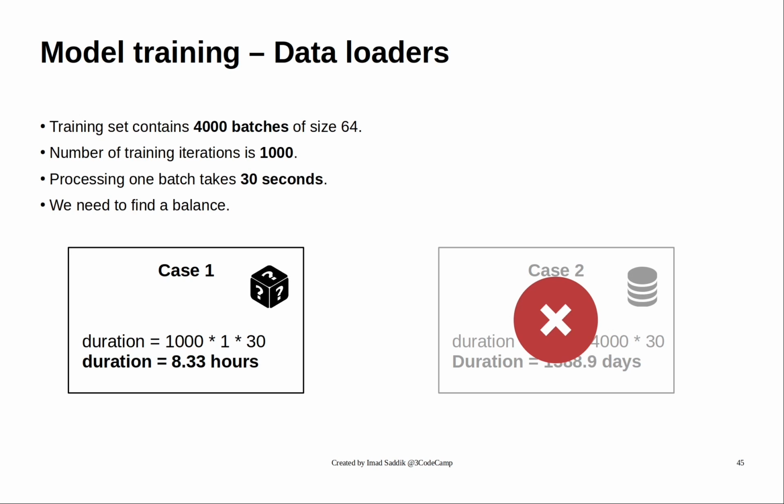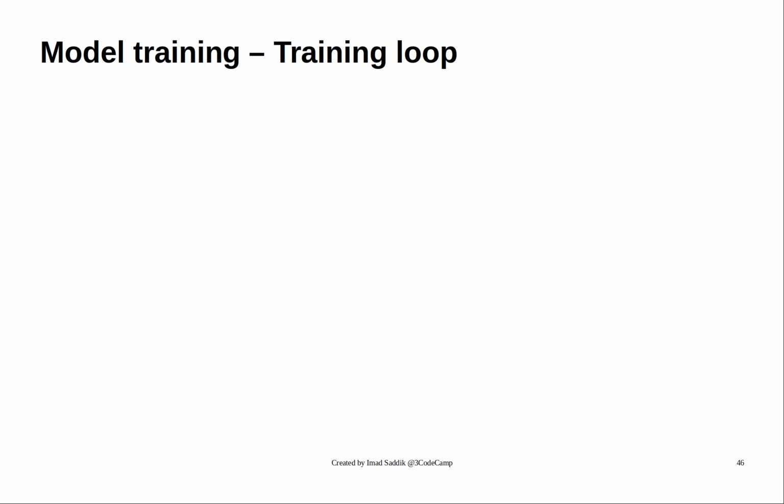Some batches will be favored even though we are using random. Some batches are not going to be used. So you need to find a balance. Let's talk about the training loop.